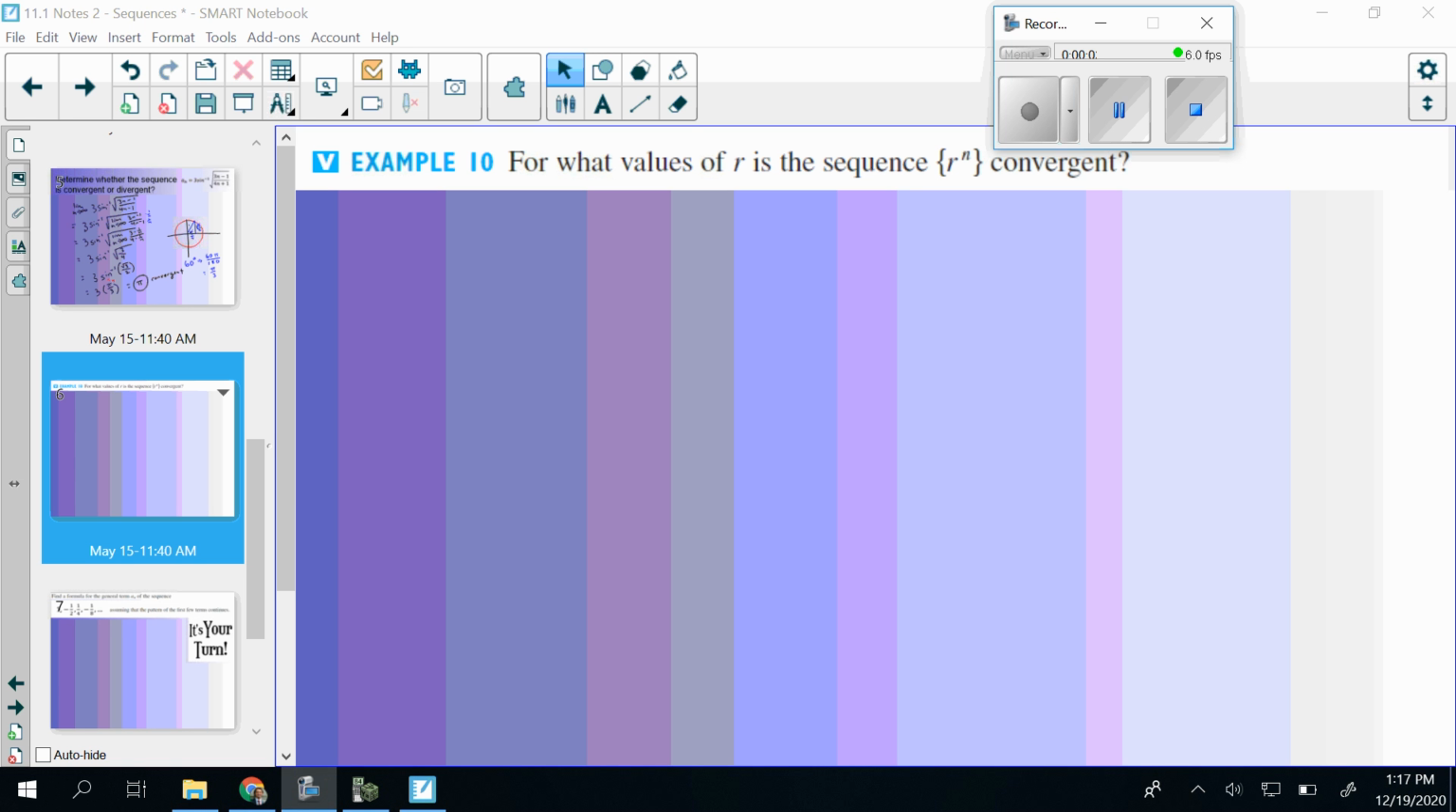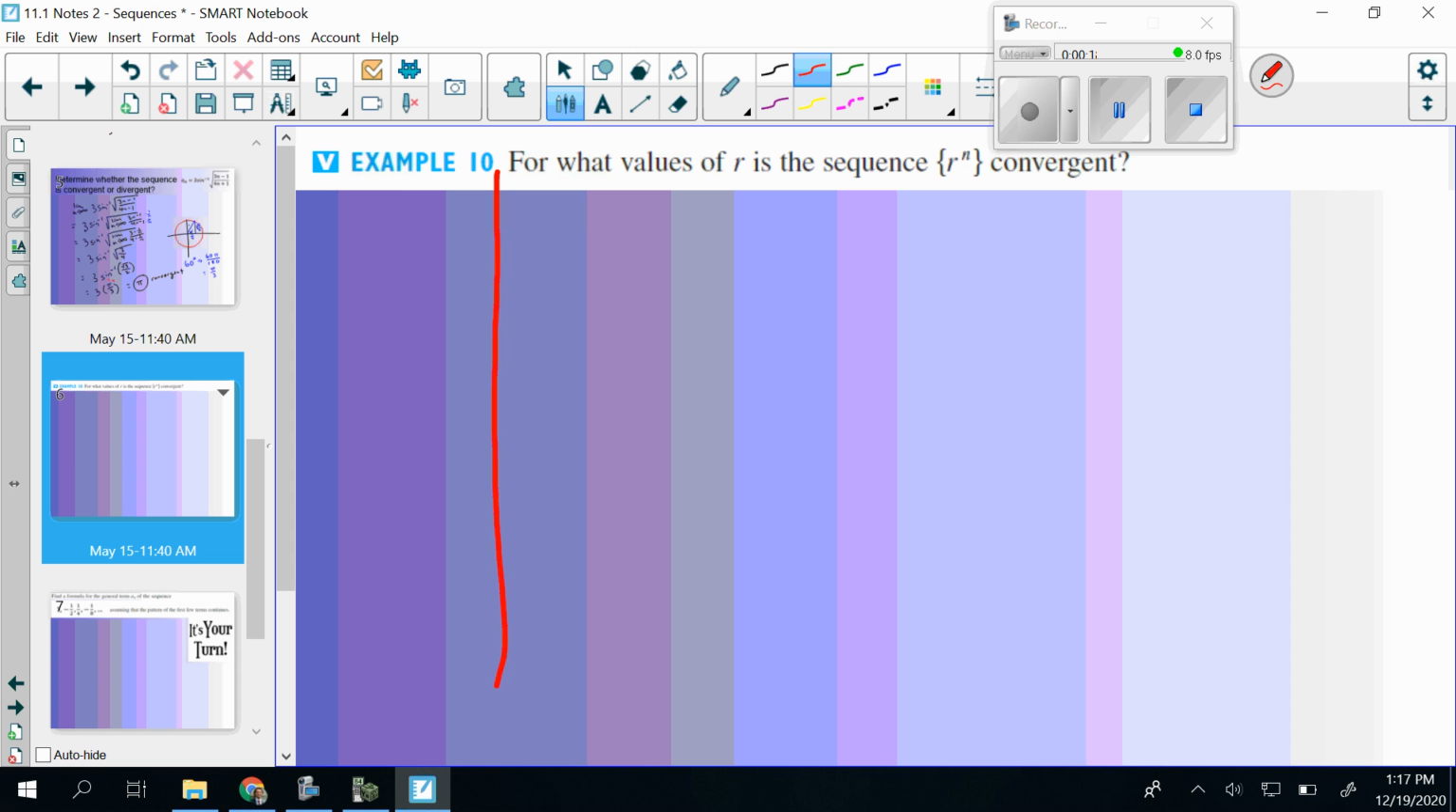All right, for this next example, they want us to know if r is different numbers, when is r to the n going to be convergent? Or in other words, what numbers can r be so that that ends up being convergent? Let's make a little table on this one to figure it out.